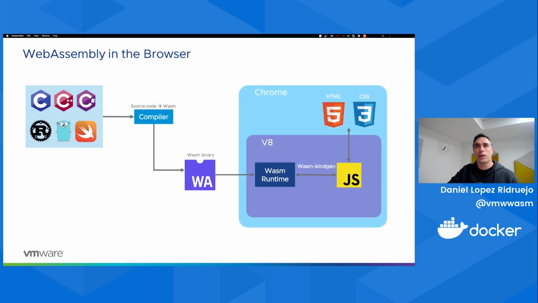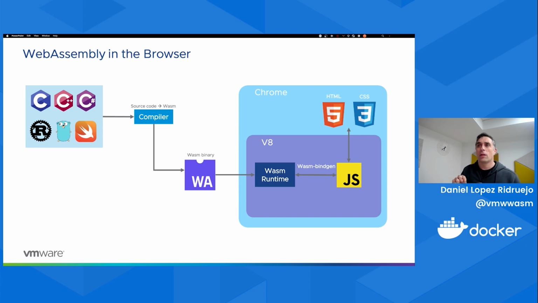So what does that mean? What that means is you can take a program written in a language like C or C++, or even more modern, more recent languages like Rust and Go, and you can compile that source code into a WebAssembly binary. Then you can take that WebAssembly binary and run it inside the browser. Typically, the WebAssembly runtime that runs the binary is co-located with the JavaScript engine. So if you're using Chrome, the WebAssembly runtime will be part of the V8 JavaScript engine.